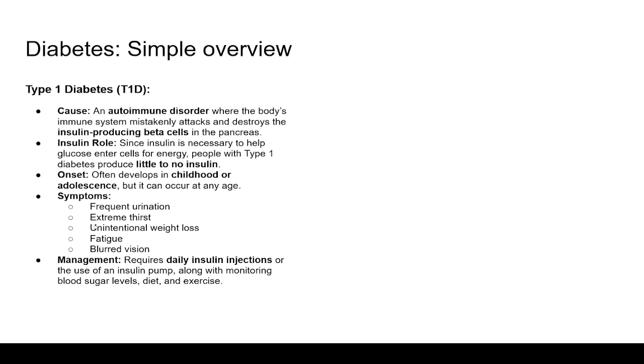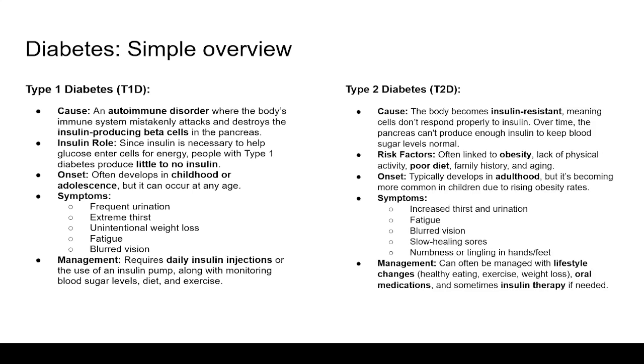Here are some symptoms they're going to deal with: frequent urination, extreme thirst, fatigue, blurred vision, and really the management requires daily insulin injections. And before we could make artificial insulin, a lot of this insulin came from cows, pigs, horses. And so when they would slaughter those animals, they would collect their pancreas and send it off. And nowadays we make artificial insulin, so it works much better.